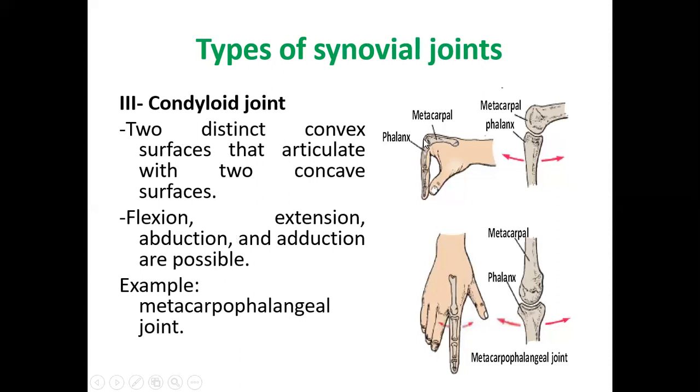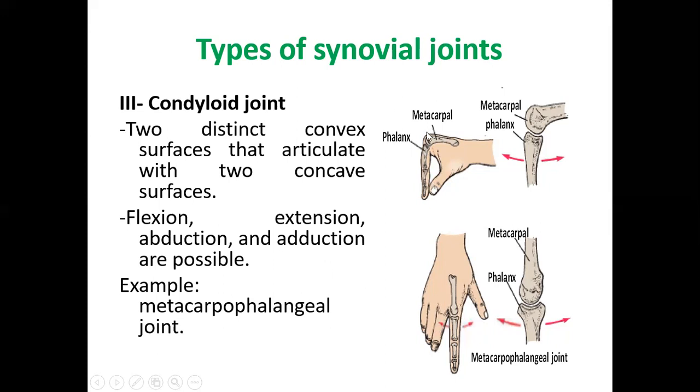One is the flexion movement here. As you can see, this is the metacarpophalangeal joint of the hand. This is called flexion, and the opposite movement is called extension. Then these two movements: one is called abduction and the second is called adduction. So there are four movements here.